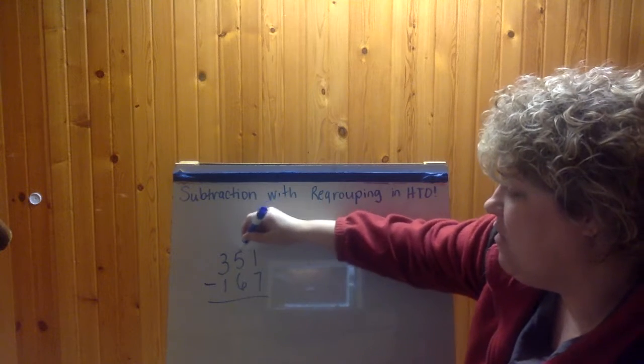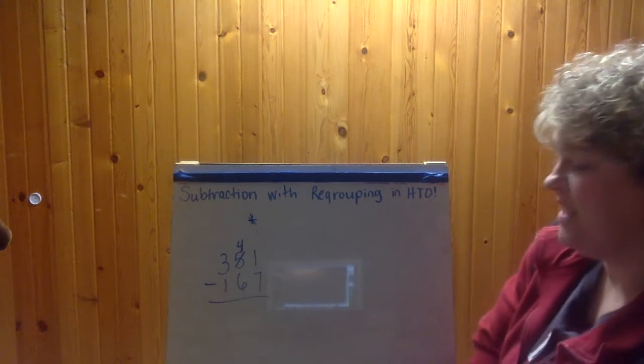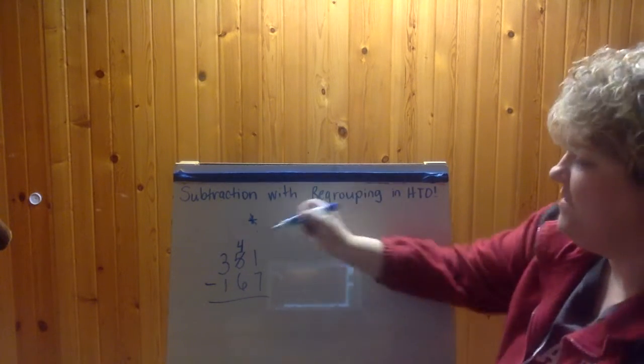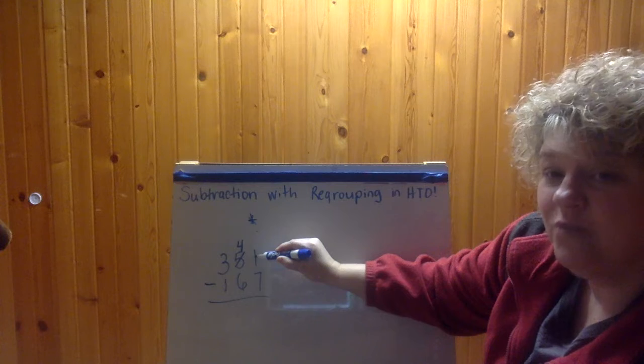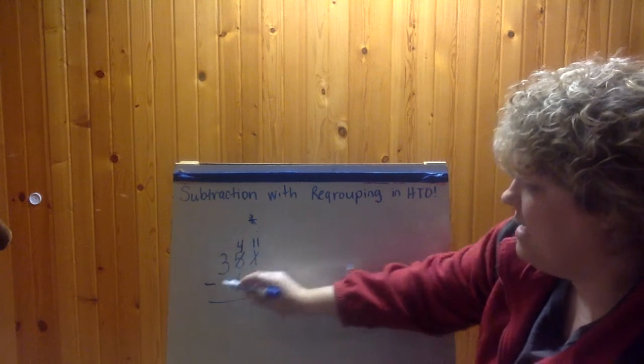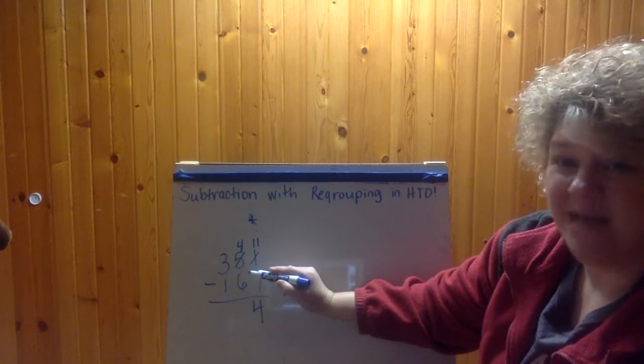We're going to go over to the tens place. We're going to take one group away, one group of 10 away. So we take that stick of 10 and we break it apart. We have 10 ones. And those 10 ones added to the 1 already there. So 10 plus 1 is 11. 11 minus 7 is 4. 4 minus 6, it's still not possible.